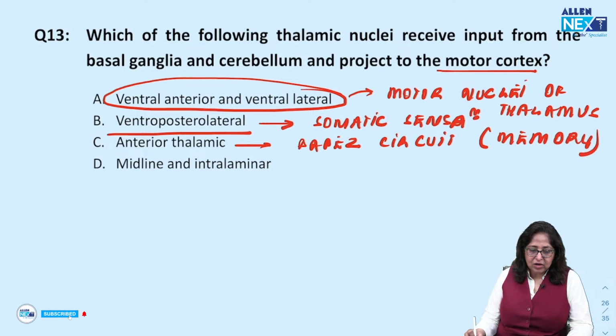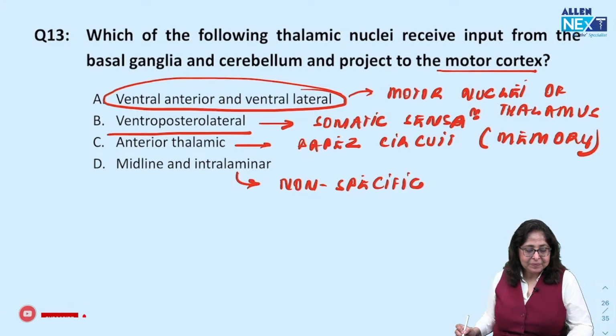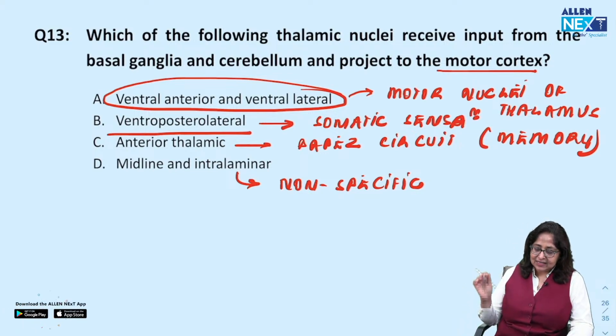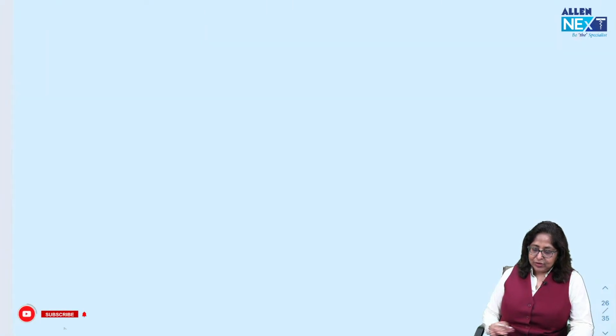Midline and intralaminar, these are non-specific. So the answer to my question number 13 is A. Okay, so everybody seems to have got it correct. Anil, Gokul, Bhavani, Mithu, yes, A. These are your motor nuclei of the thalamus. Let's look at the next question.